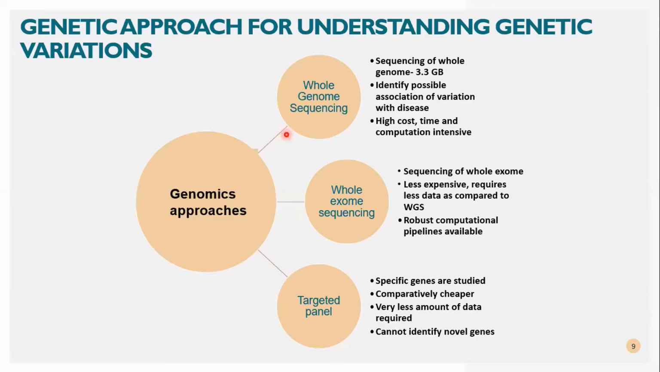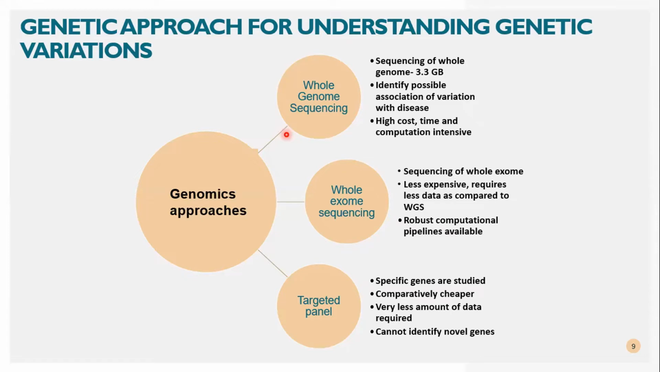Here is some basic information. When we talk about any genetic approach for understanding genetic variation, there are just 3 different kinds of sequencing. Those who are very new to NGS might find it a little overwhelming, wondering what we do in NGS. There are just 3 approaches. First is whole genome sequencing. I've taken human genome sequencing as the example so that it's understandable for everyone.